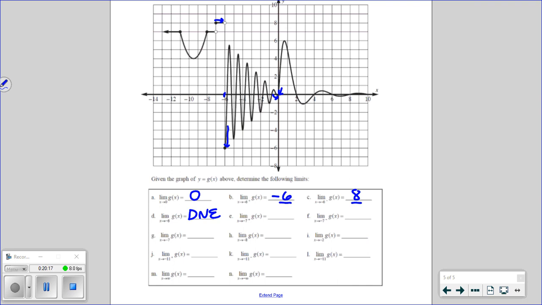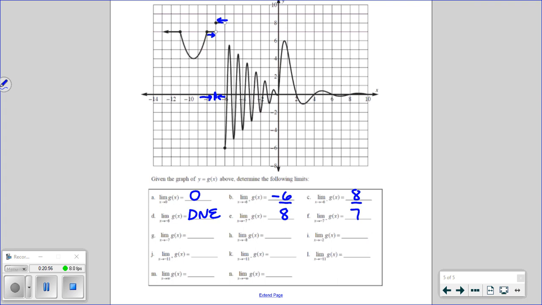Okay, the next one is the limit as x approaches -7 from the right. So here's -7 on the x-axis. If we're approaching from the right, we're going to go up to this part of the graph right here. Looks like y is getting closer to 8. Next is the limit as x approaches -7 from the left. If we're approaching from the left, we're going to look at this part of the graph. It looks like y is getting closer to 7.